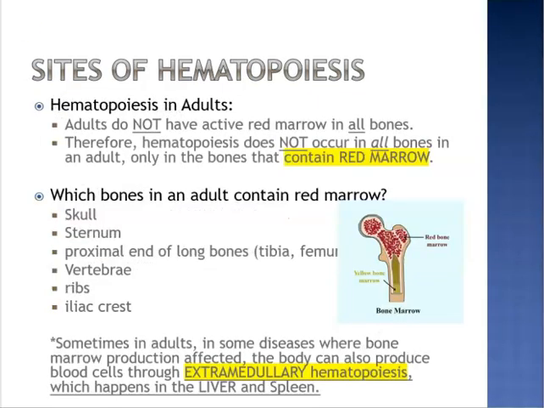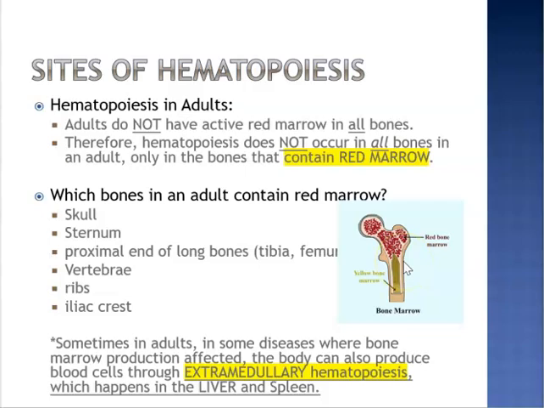So in adults, we know that blood cells are produced in the red marrow, but where are the sites in the body that contain red marrow? Some of those areas include the skull, the sternum, the proximal ends of the long bones like the tibia and the femur, the vertebrae, the ribs, and the iliac crest.